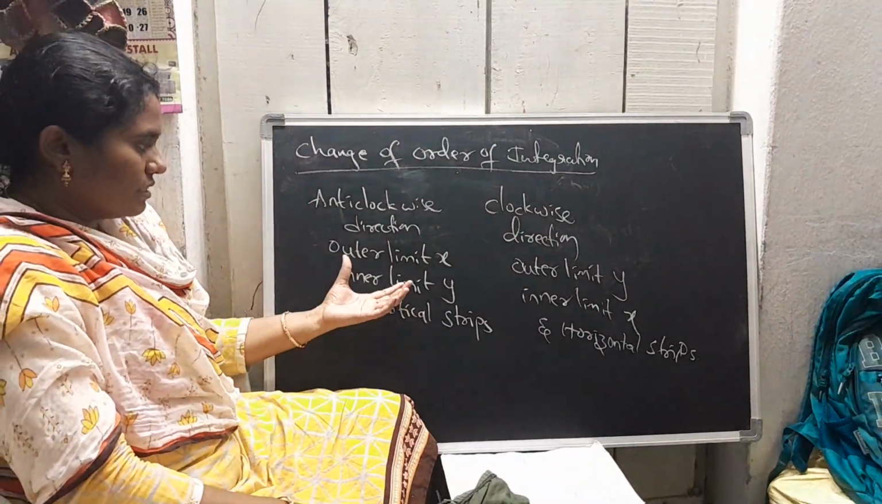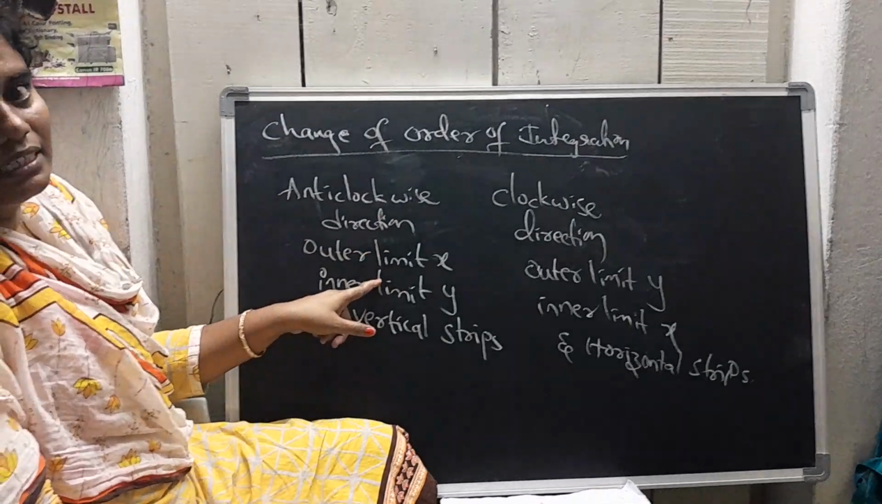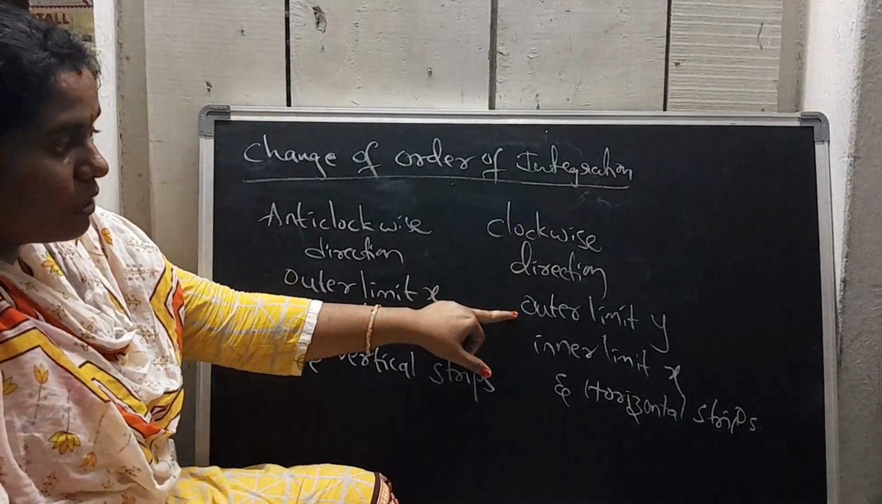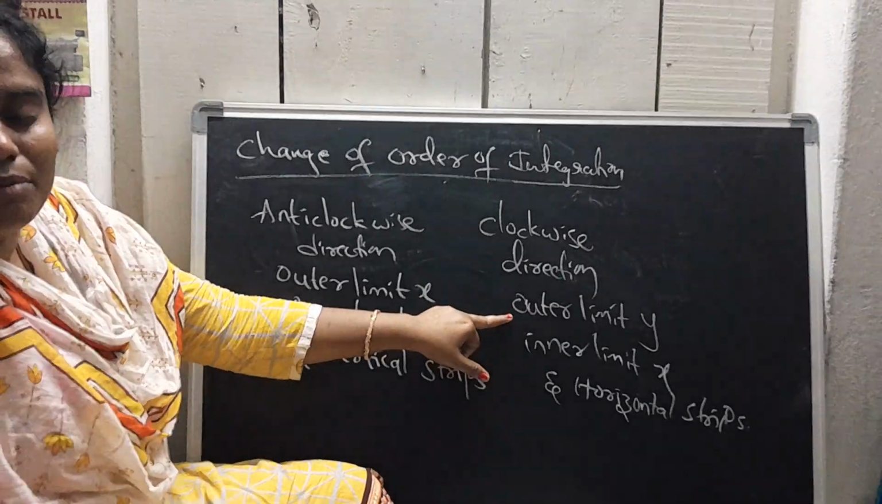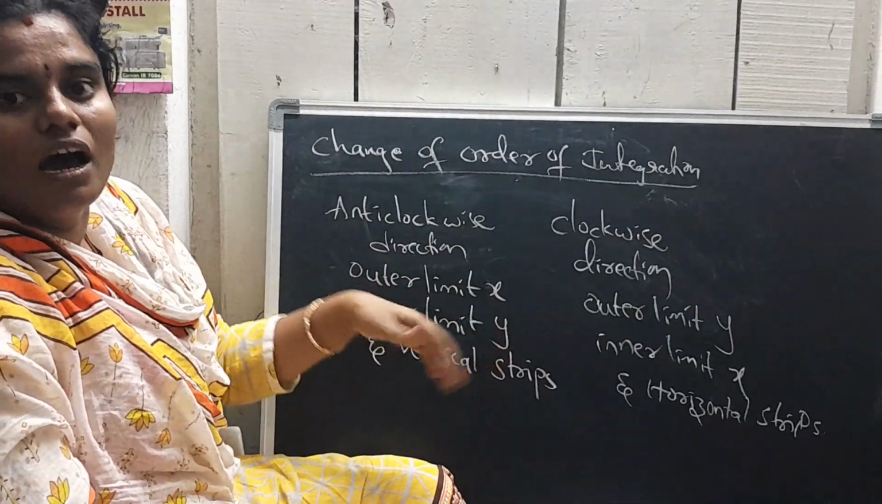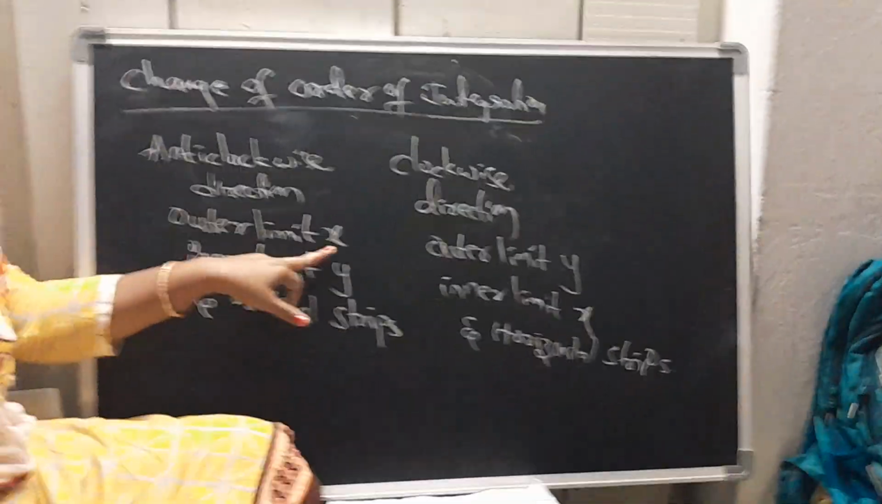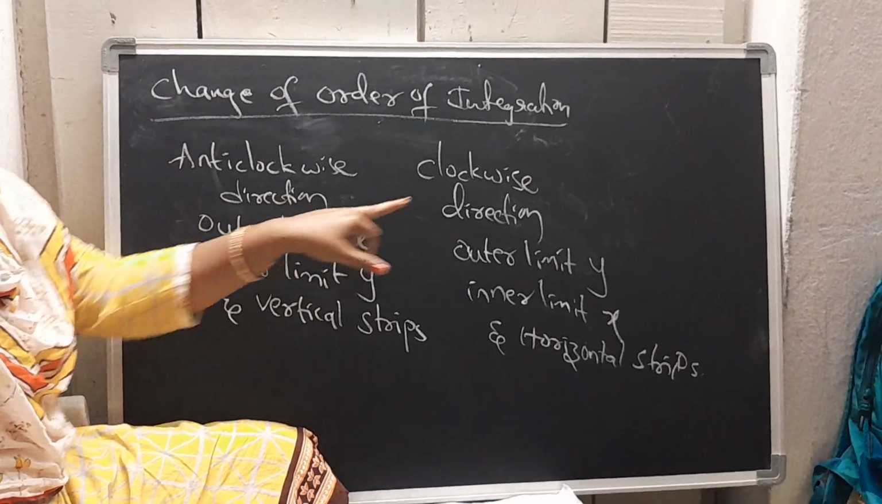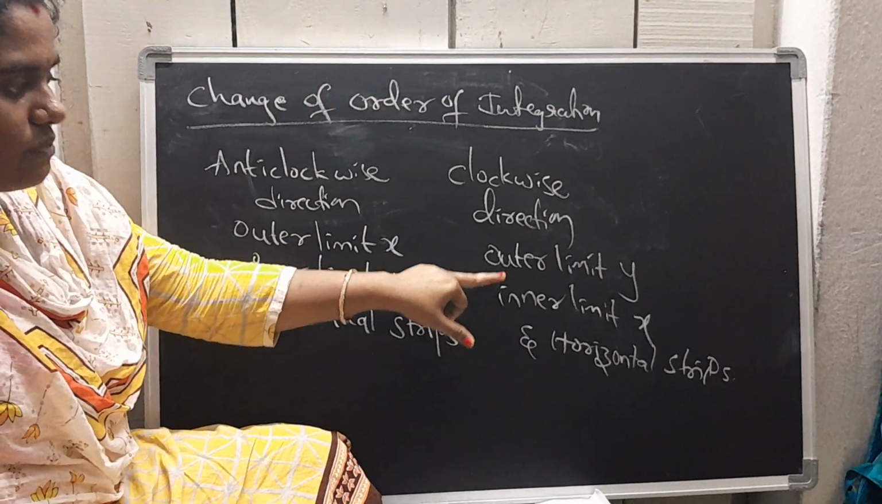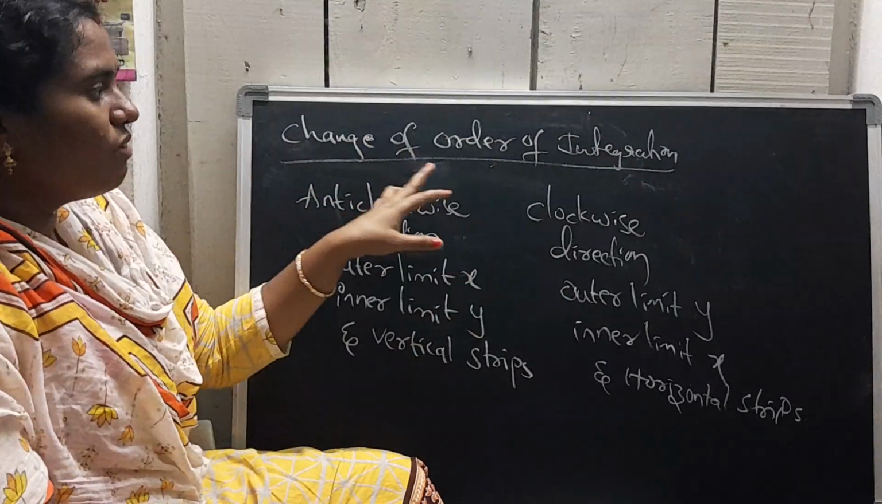This I will discuss. In anti-clockwise direction, the outer limit should be x. In clockwise direction, the outer limit should be y. Outer limit means the outer limit is always constants. Inner limit means a function of x or a function of y. Okay. Now the outer limit is x for anti-clockwise direction. For clockwise direction, the outer limit is y. Remember these two things while doing change of order of integration.